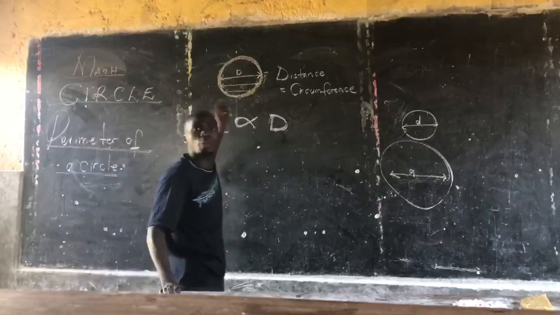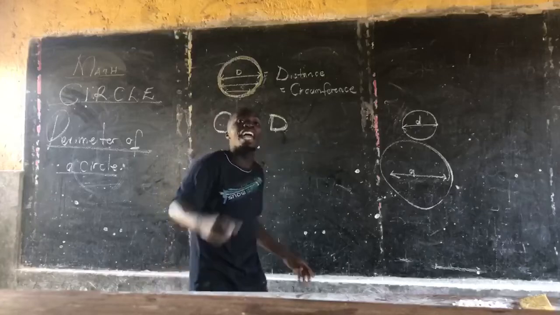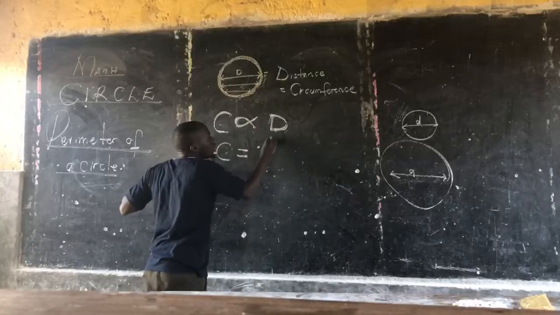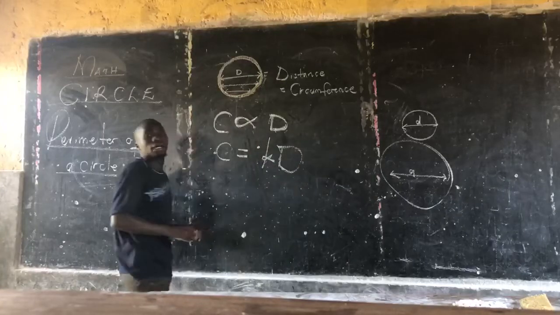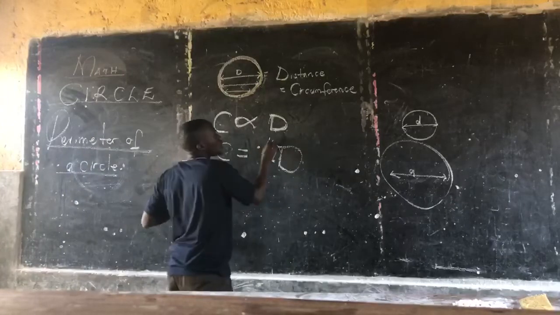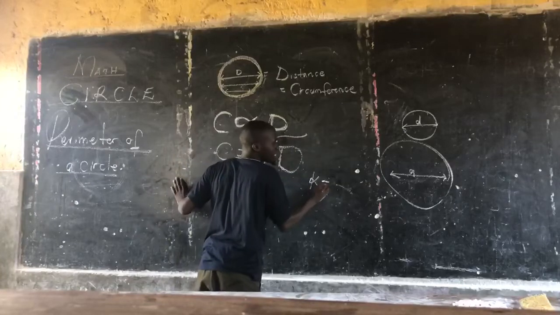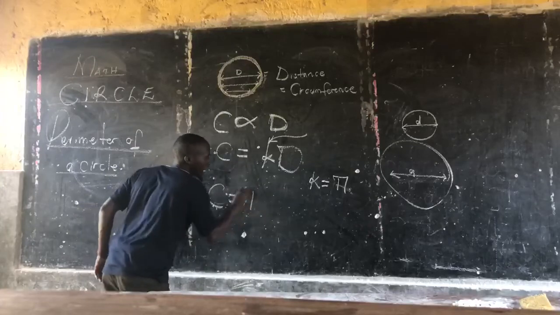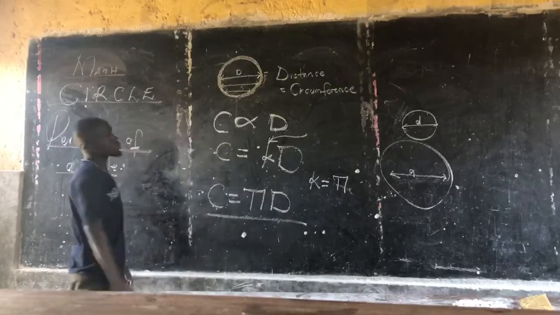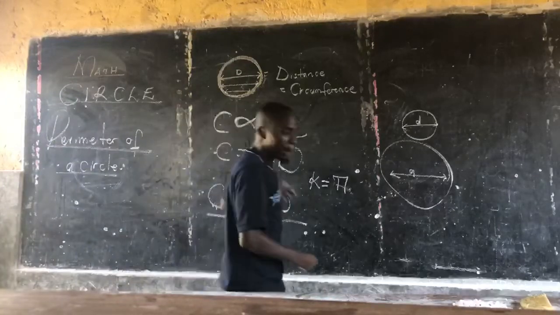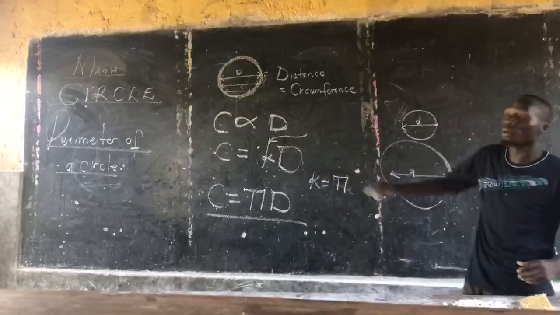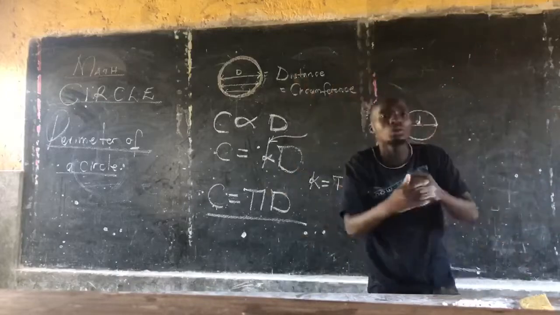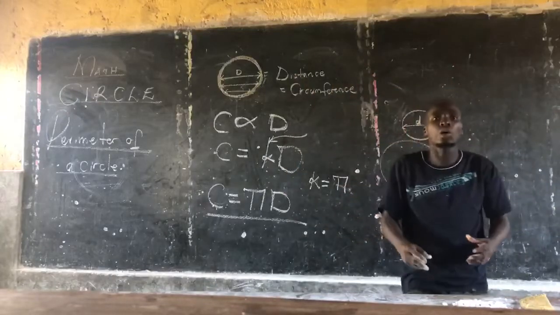And if I want to move this proportionality sign here, I introduce a constant. So the circumference of the circle is a constant times the diameter. If you measure this constant, it is called pi. So the circumference is pi times the diameter. So from today, the distance around the circle, the circumference of any circle, is pi times the diameter.